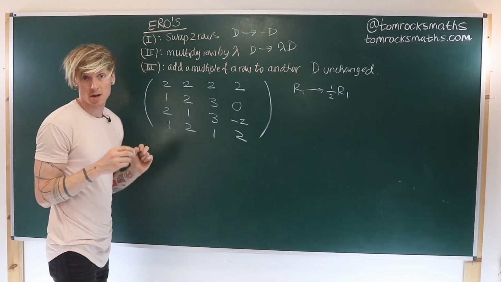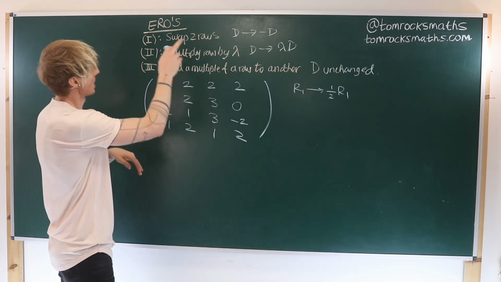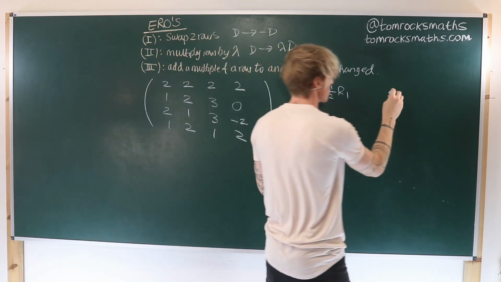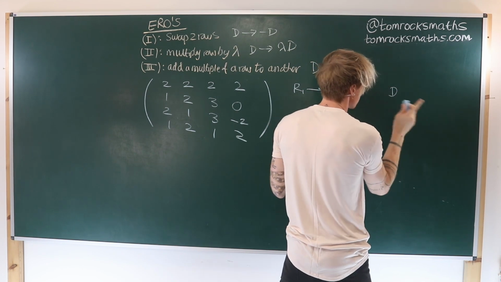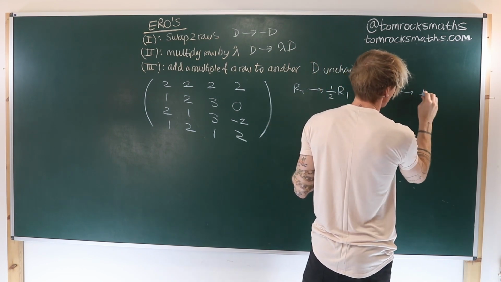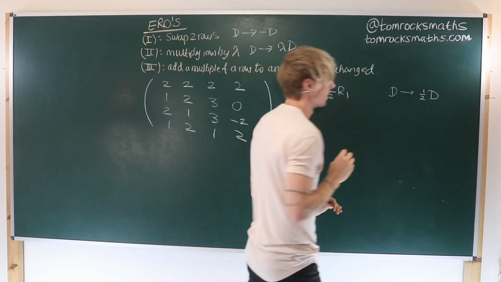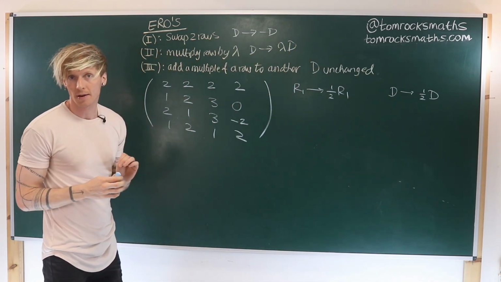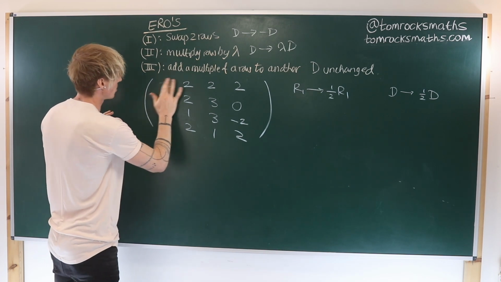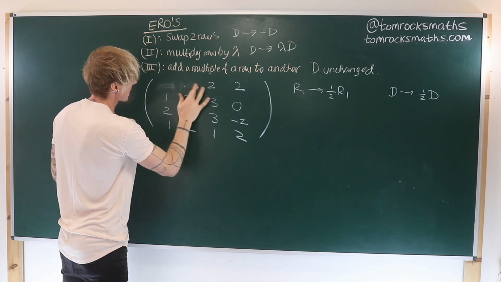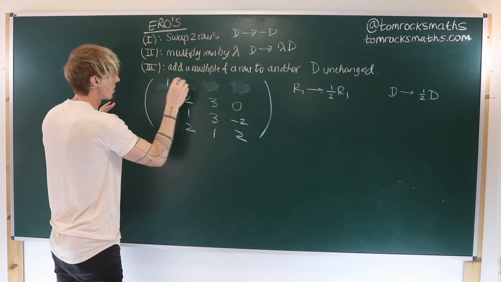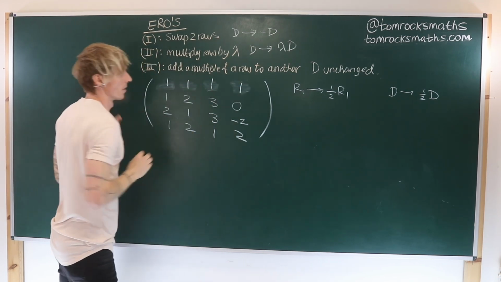So the original determinant, let's call it D, is going to be multiplied by the same factor. So what we've done is we've started with our determinant D, and we now know it's gone to the value of a half D when doing this particular ERO. So all of these 2's, just rub these out, they're going to disappear, and we're just going to be left with 1, 1, 1, 1.